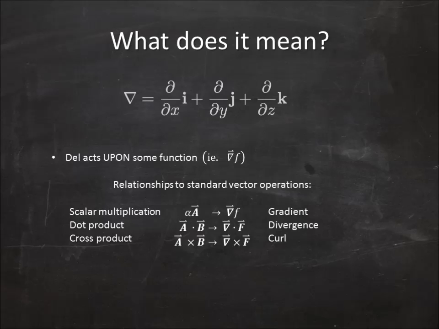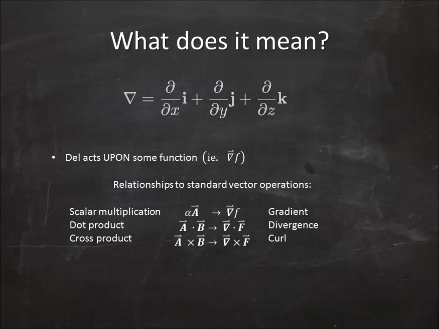Note that on its own the symbol has no real meaning, and it must act upon something. It's not a vector in its own right. It's a command to differentiate something. We already know three basic ways to multiply vectors, and we can relate these to the three most common uses for the del operator.